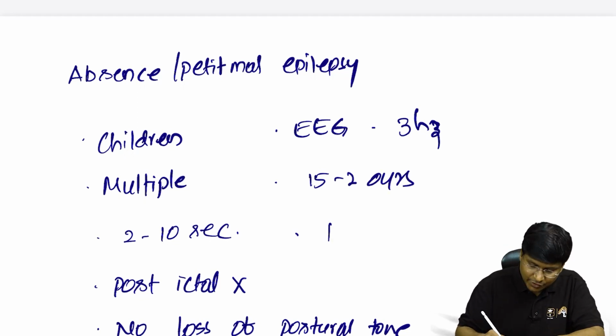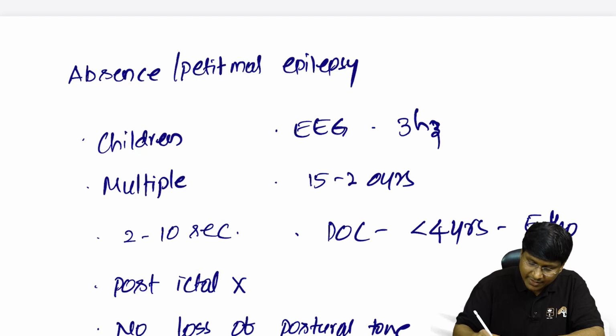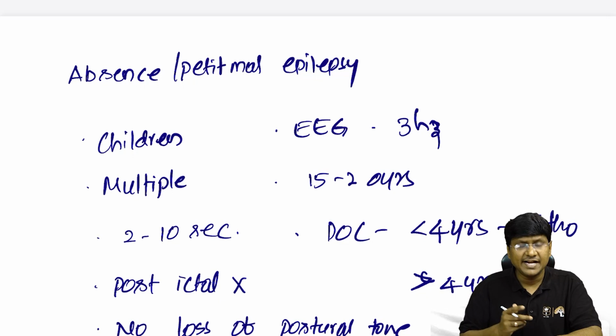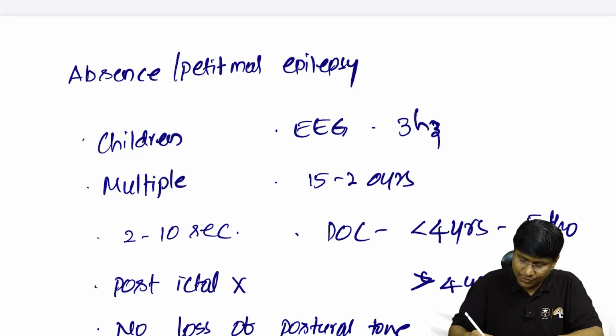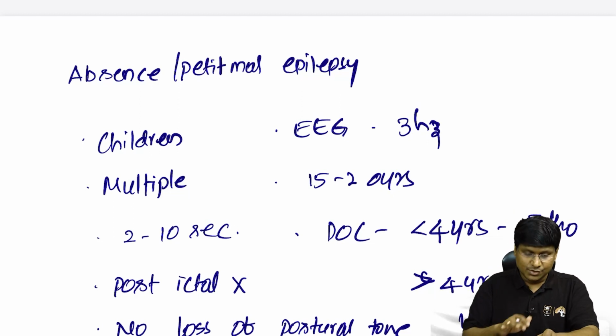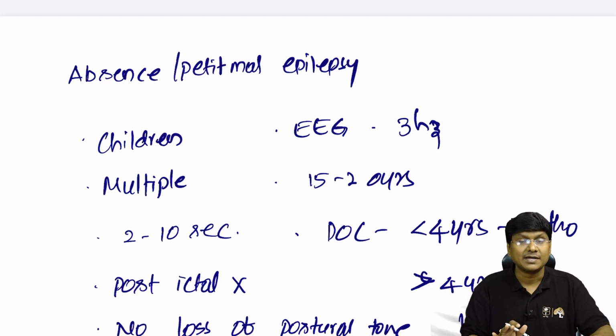And what will be the drug of choice? In case of absence seizures in age less than 4 years, you need to give ethosuximide, whereas in age more than 4 years, you need to give valproic acid. So this is about absence seizures, or petit mal epilepsy.